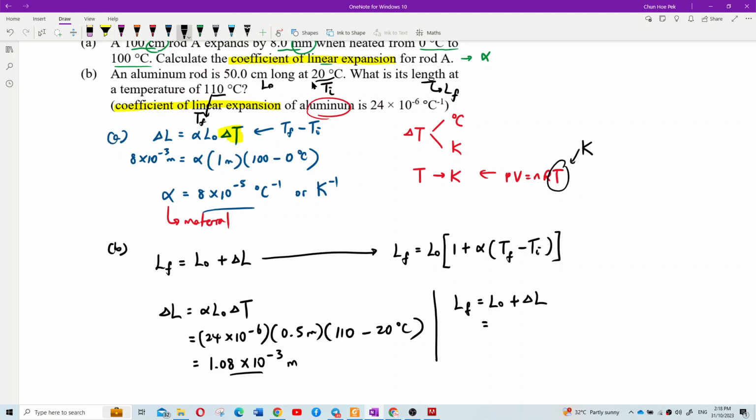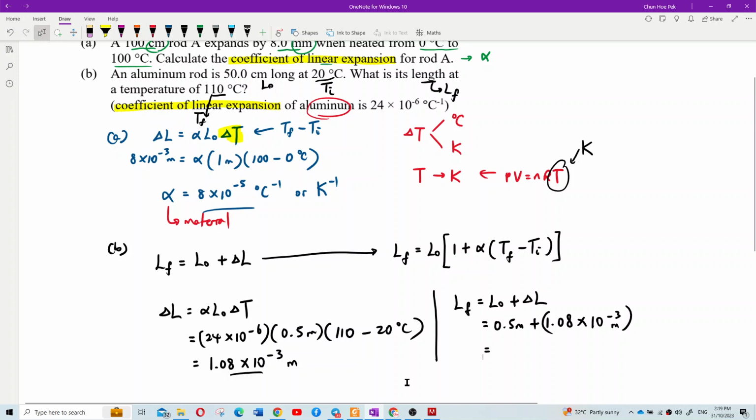So the initial length is 50 cm, which means 0.5 meter. 0.5 meter plus 1.08 times 10 to the negative 3 meter, also in meter. So what answer do you get?